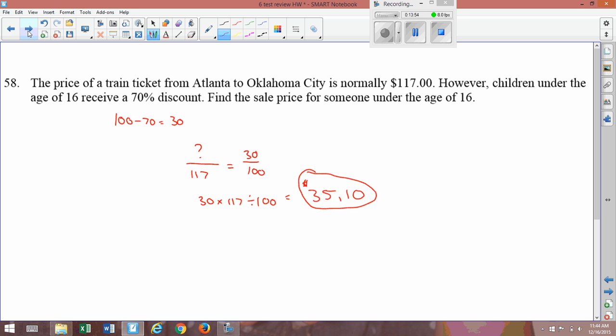Price of a train ticket from Atlanta to Oklahoma City is $117. However, children under the age of 16 receive a 70% discount. Find the sale price for someone under the age of 16. 30% because we do 100 minus 70%, so you're only keeping 30% of that. Crisscross divide, you get $35.10.